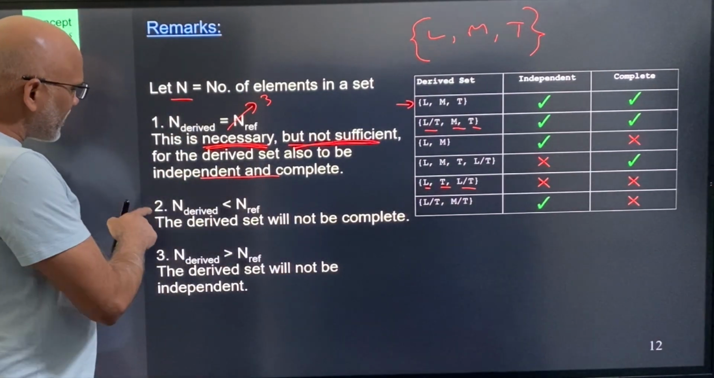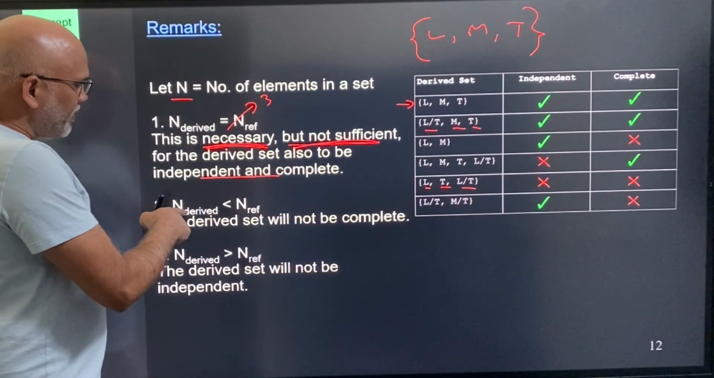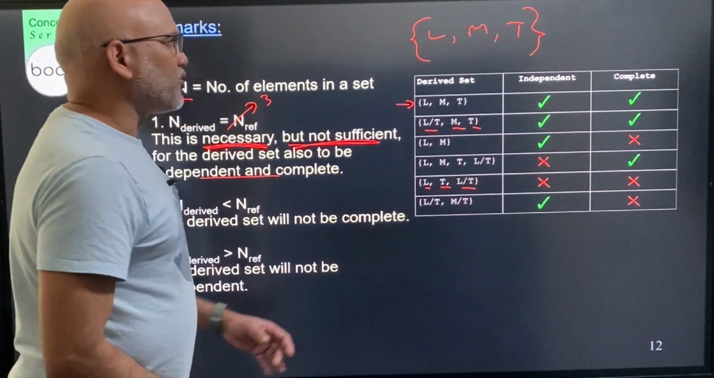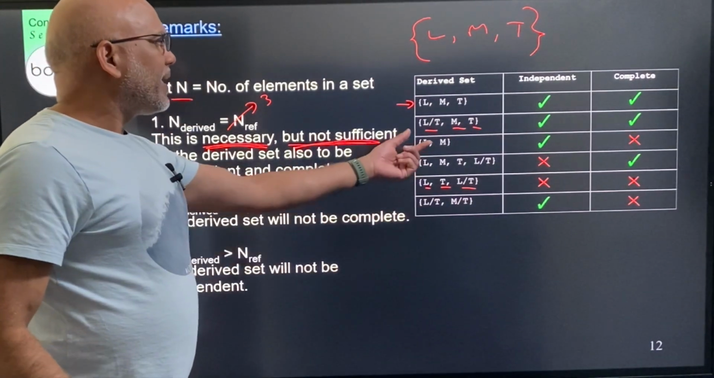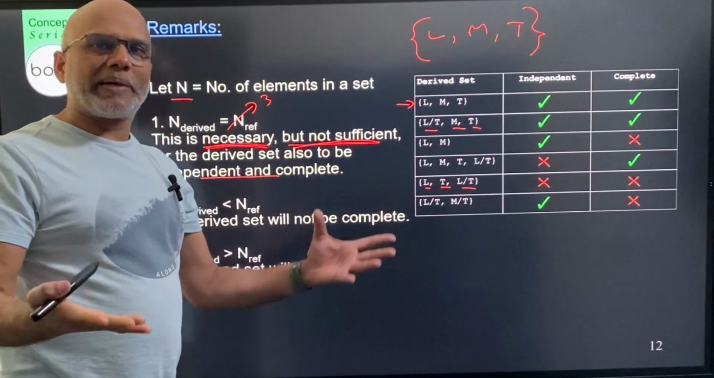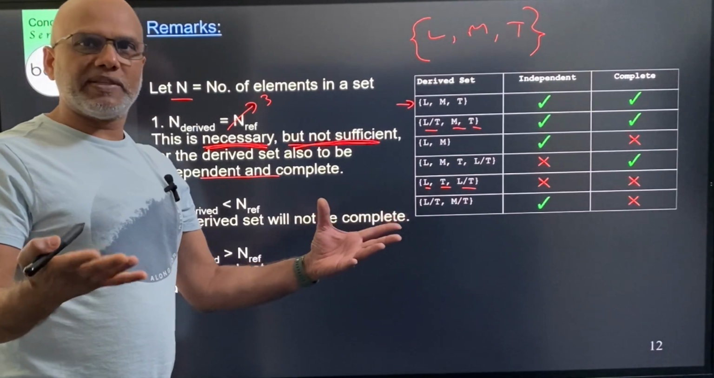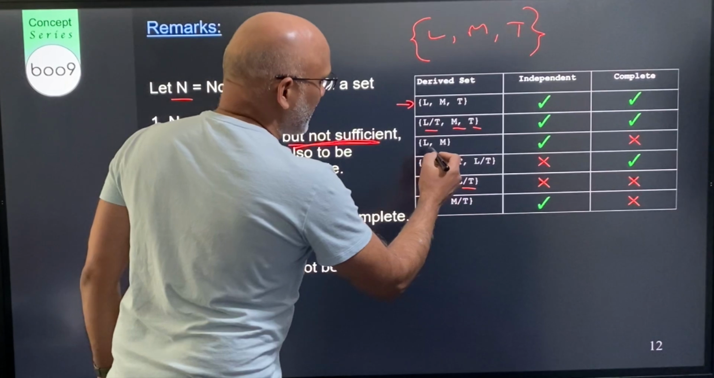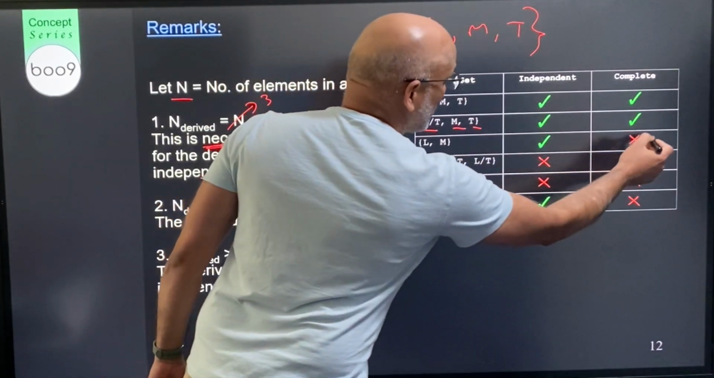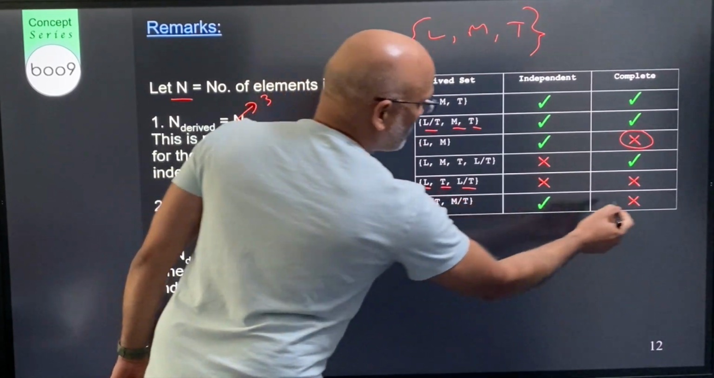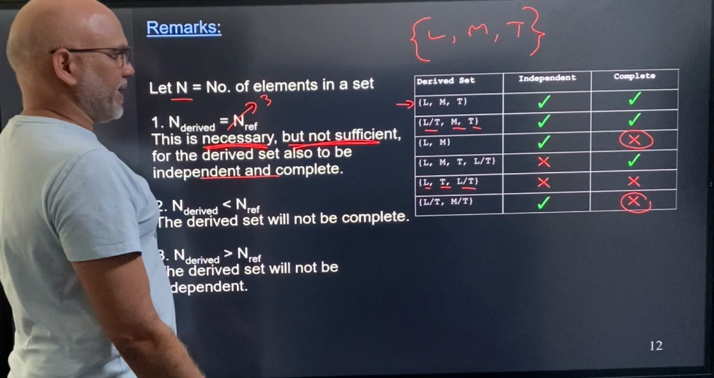All right. Second point is if the derived set has less elements than the reference set, right? So my derived set has less elements, that means it is not going to be able to completely describe all the physical quantities, right? So it is going to be always incomplete. So if it has less, then it will be always incomplete. So this is 2, this is also 2, so it is always going to be incomplete.